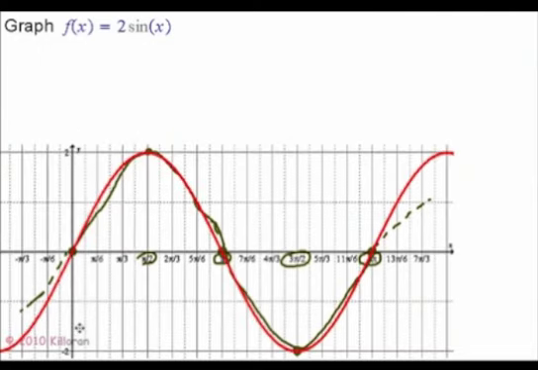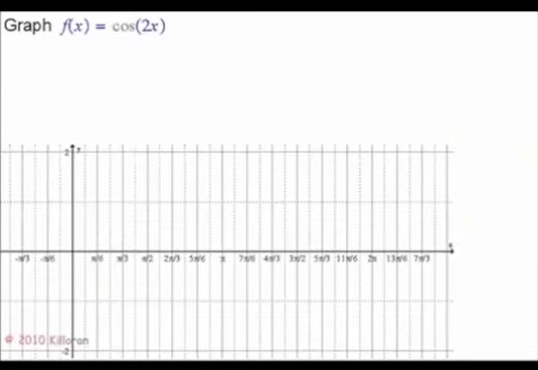And just to make it look a little prettier, this is a computer generated version, the red one here, of 2 sine of x. For this next one, we're going to be graphing a cosine function, but instead of the 2 being on the outside affecting the amplitude, I'm going to put the 2 on the inside and see what it does.